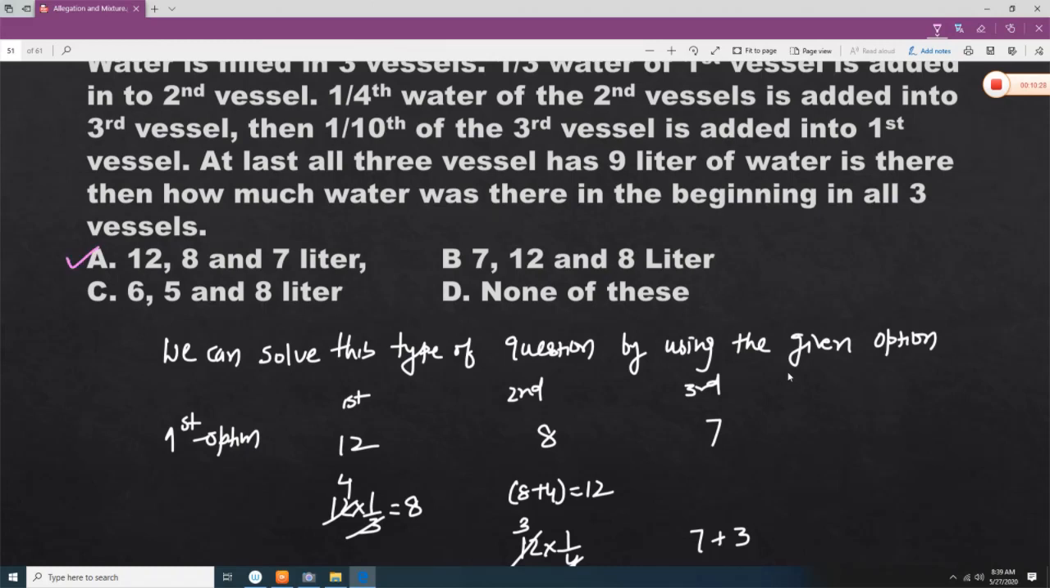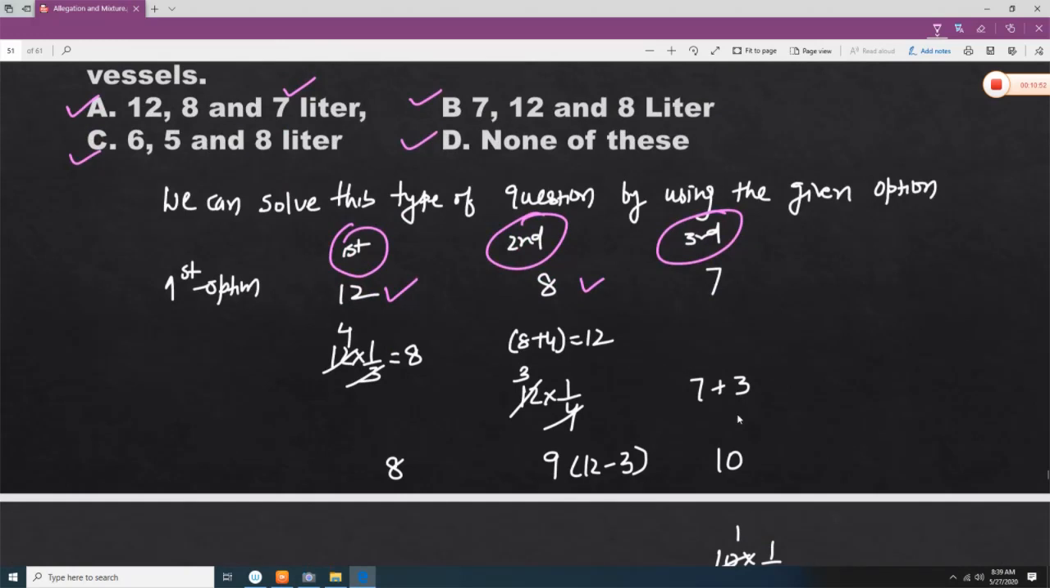So here options will be given A, B, C and D. You have to take any option and then try to follow the procedure and check whether the answer is coming or not. So let us take the first option. In the first vessel it is 12 liter, in the second vessel it is 8 liter, and in the third vessel it is 7 liter. Now we are going to take out 1/3 of the first vessel, so that is 4, that we are going to take out and add into the second vessel.